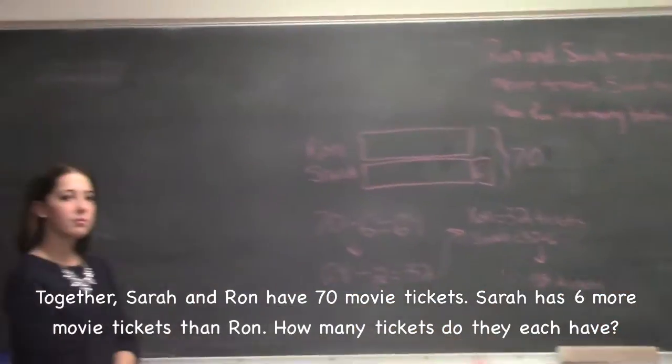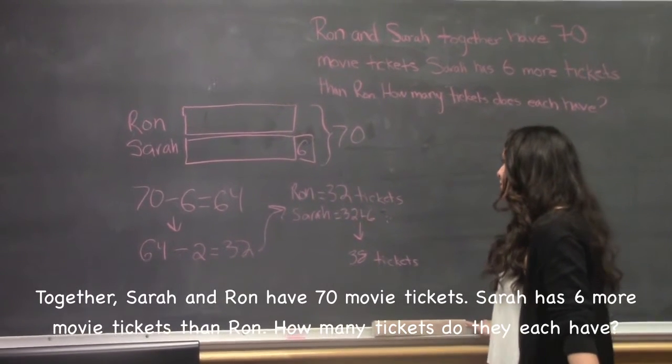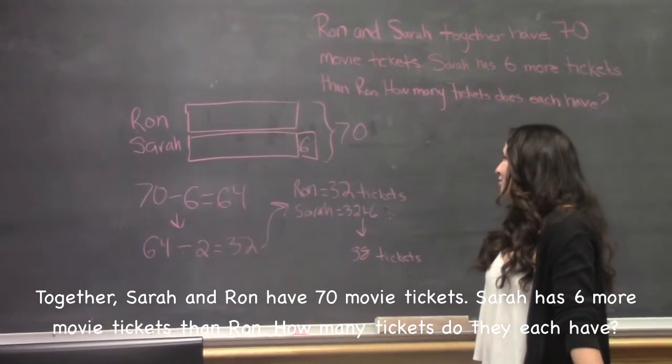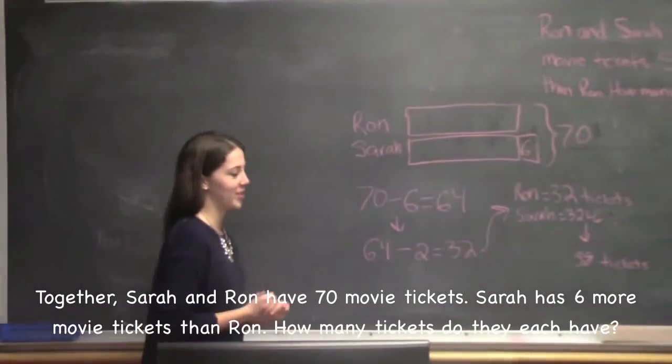And then to find the answers, I knew that Ron and Sarah both had the same base number, so I gave them each 32, but I gave Sarah 6 more because she had 6 extra, so she had 38 tickets. Exactly. Thank you so much.